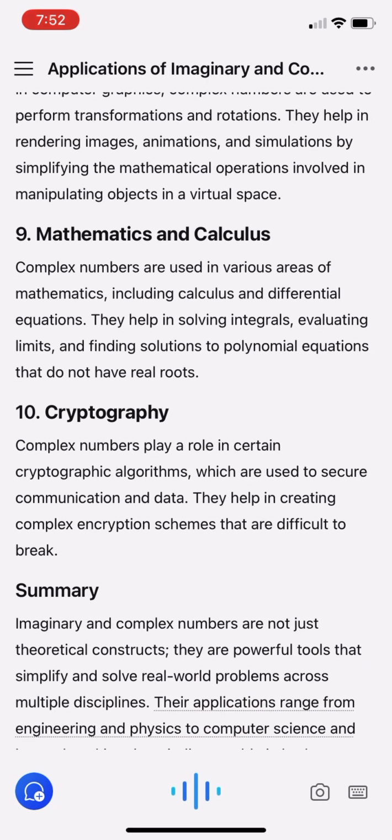9. Mathematics and calculus. Complex numbers are used in various areas of mathematics, including calculus and differential equations. They help in solving integrals, evaluating limits, and finding solutions to polynomial equations that do not have real roots.